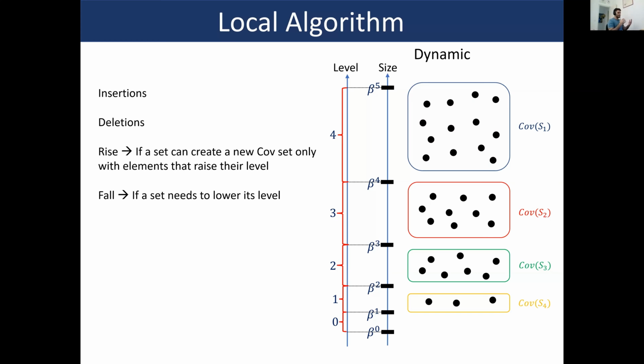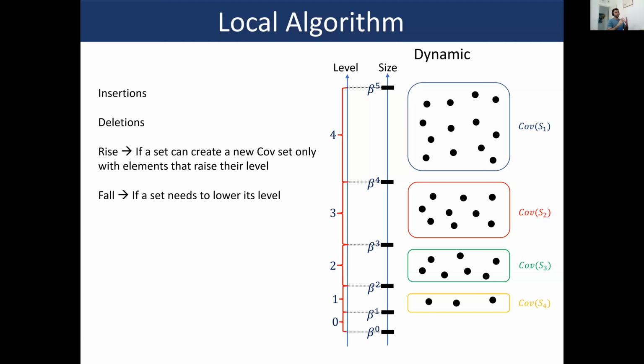So I won't really get into the update time analysis and all of that, but let's just assume that from this local algorithm we can get a good amortized update time. But it's only amortized update time. It's not necessarily worst case, because at a certain point I'll have rises and falls. And these could be rises and falls of several elements.